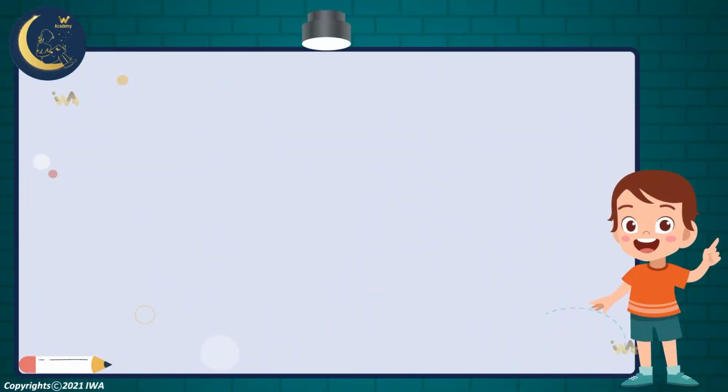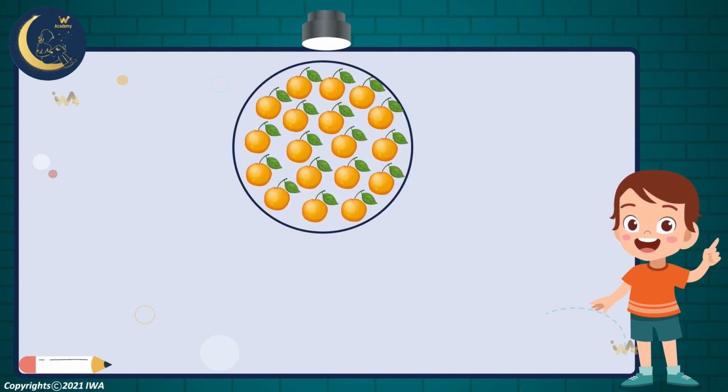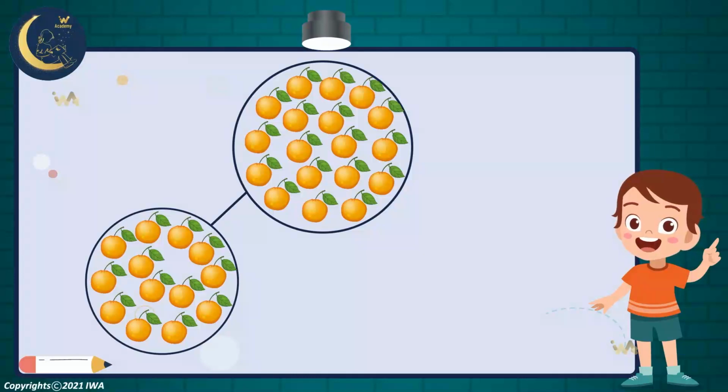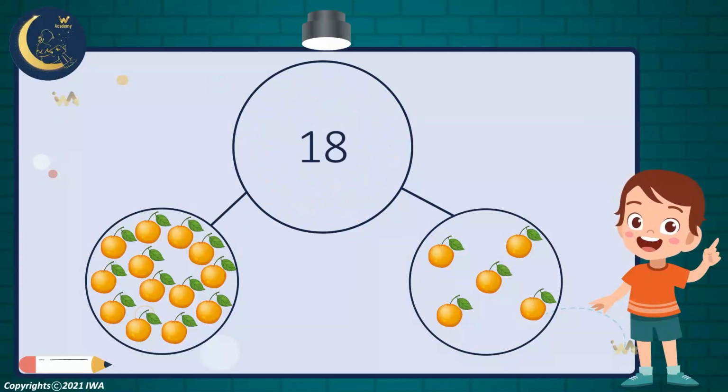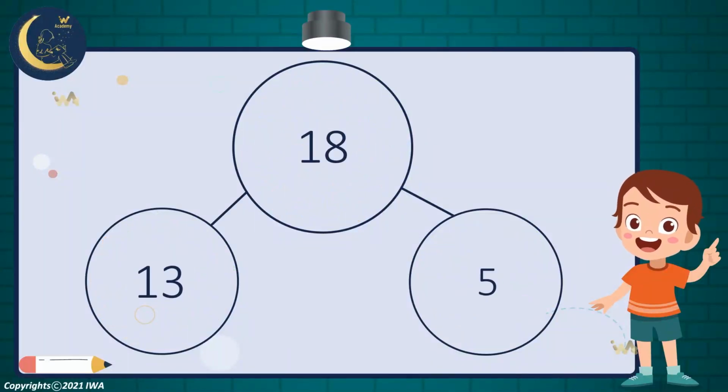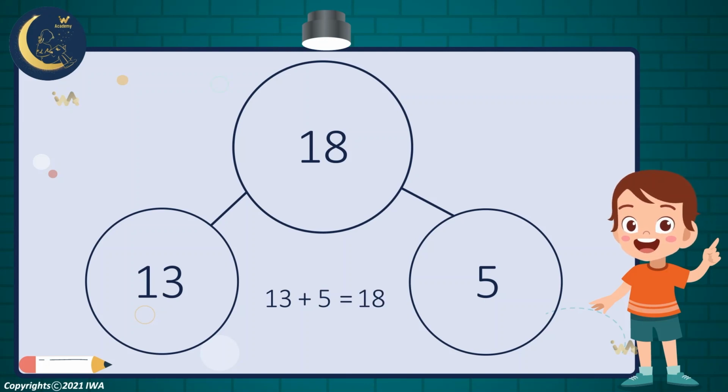How about you help me find the components of number 18? There are 18 oranges. We take 13 here, then we are left with 5. So what are the number bonds of 18? Well done. The number bonds of 18 are 13 and 5. How do we represent that? Good job. We can represent that through number sentences. 13 plus 5 equals 18.